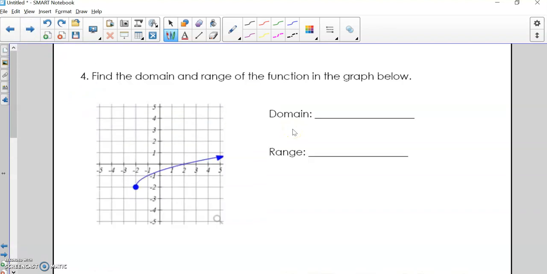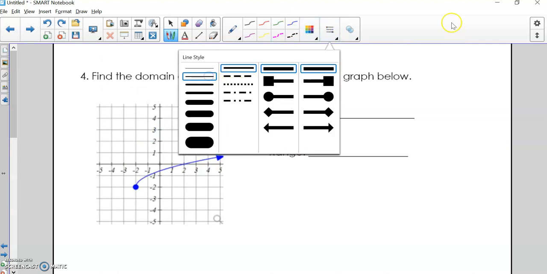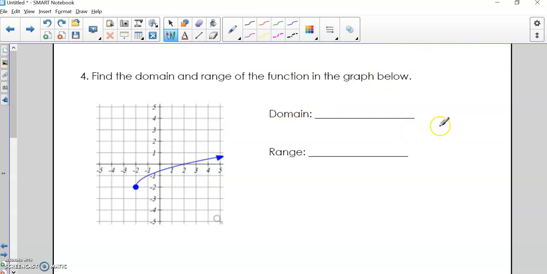All right, we're almost there. Now we have some domain and range practice. So when we're talking about domain, we are talking about x values, right? X values, left to right. Okay, so the domain, we notice that the leftmost point we have on this graph is right here, and that lands us at negative 2 on the x-axis.